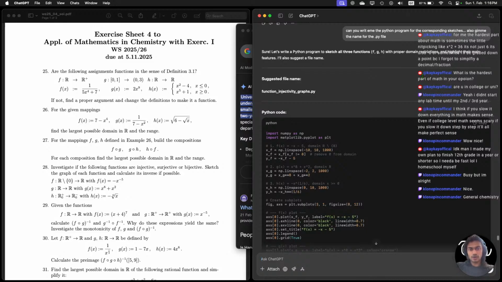For me, the hardest part about math is sometimes the little nitpicking, like x squared equals 36. It's not just 6, it's also minus 6, or sometimes it'll be graded down. I'll be graded down a point because I forgot to simplify a decimal or fraction.